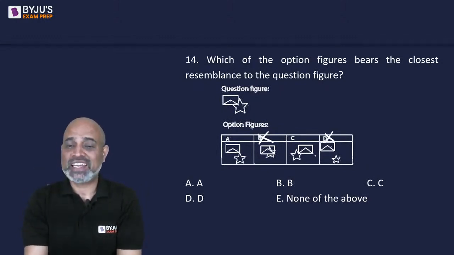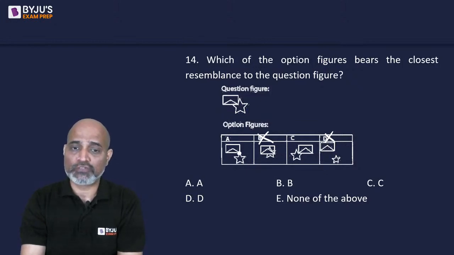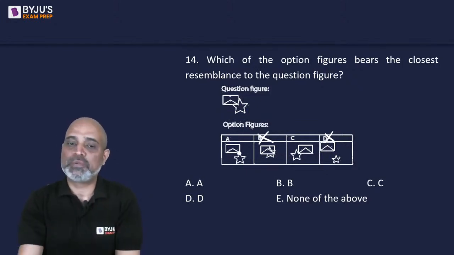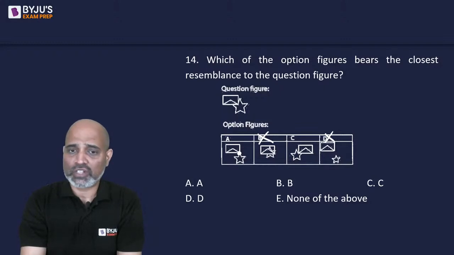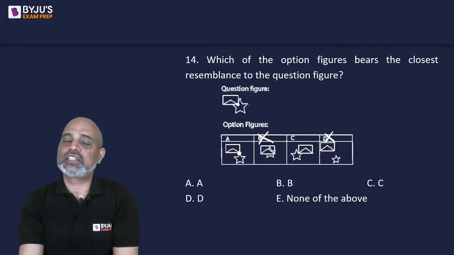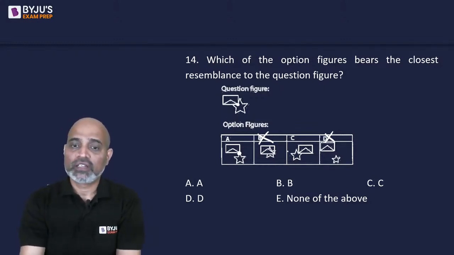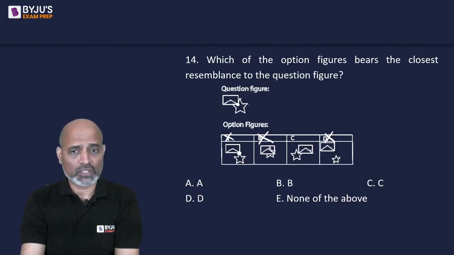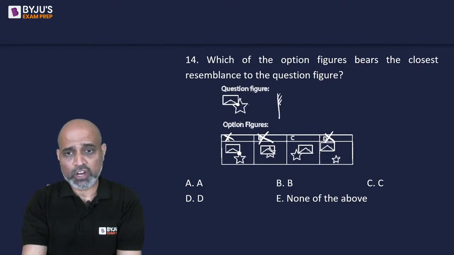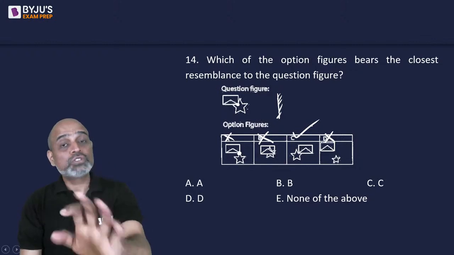Now, if you look at figures A and C, the vertex is touching the vertex of the envelope, but here the vertex is not touching. The inner vertex is touching the outer vertex of the envelope. So एक ही option बचता है जो C है. But then how are they related? Actually, they are mirror images, right? So if I draw a mirror, इसका mirror image C बन जाएगा. So that is the closest resemblance.